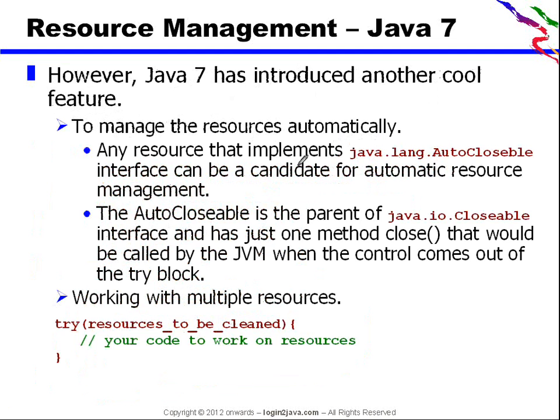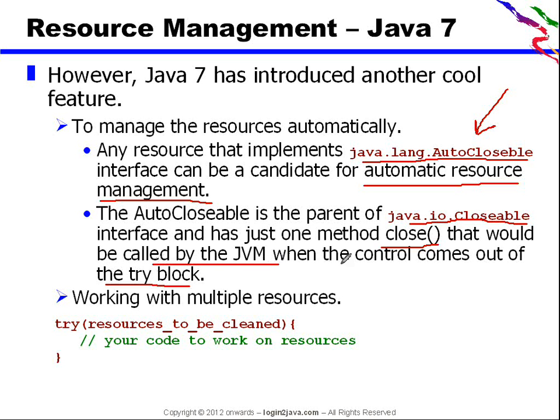To manage the resources automatically, any resource that implements the java.lang.AutoCloseable interface can be a candidate for automatic resource management. A new interface has been introduced. For IO, the AutoCloseable is a parent of the java.io.Closeable interface, and it just has one method, that is close, that would be called by the JVM automatically when the control comes out of the try block.